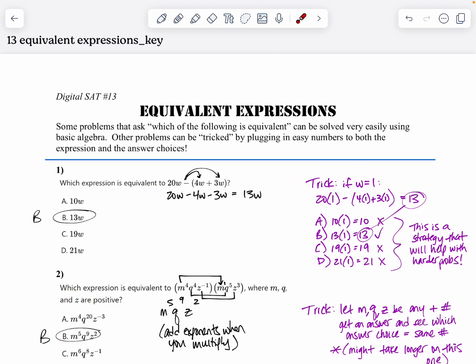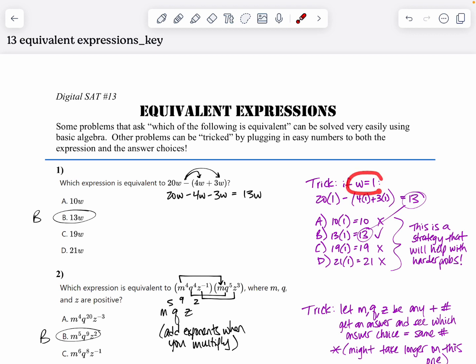So like I said, the algebra way to do this is to distribute the minus sign. I am starting out with some basic problems and getting more difficult as I work my way through. But when you distribute the negative sign, this changes to negative, this changes to negative, and then we just combine like terms and we get 13W. That's not too bad.